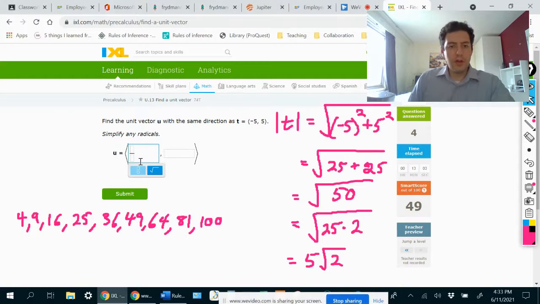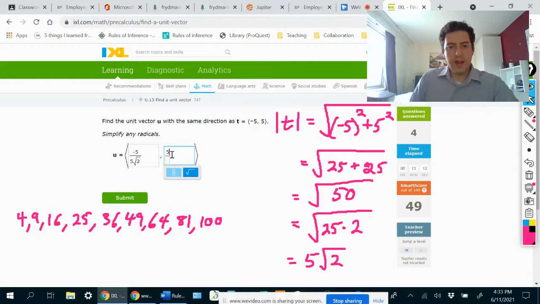Now over here, we could put in negative 5 over 5 times the square root of 2. And over here we could do 5 over, I'm just taking these numbers and putting them in the numerator, okay? So 5 over 5 times the square root of 2. But we can simplify further because we have a 5 here and we have a 5 here. Those would cancel out, and we would just get 1 over the square root of 2. So let's actually erase these 5's. Right, 1 over the square root of 2.